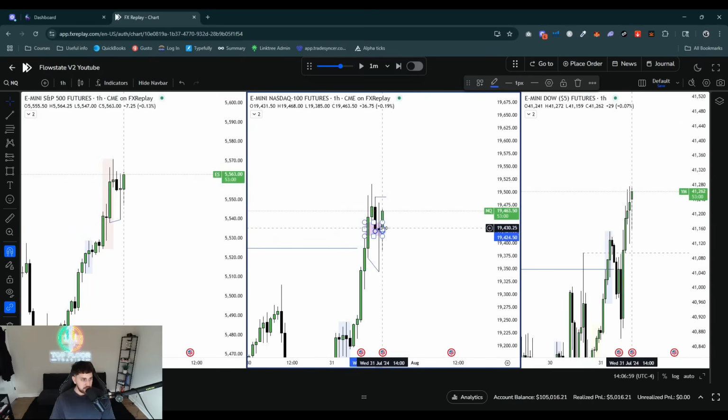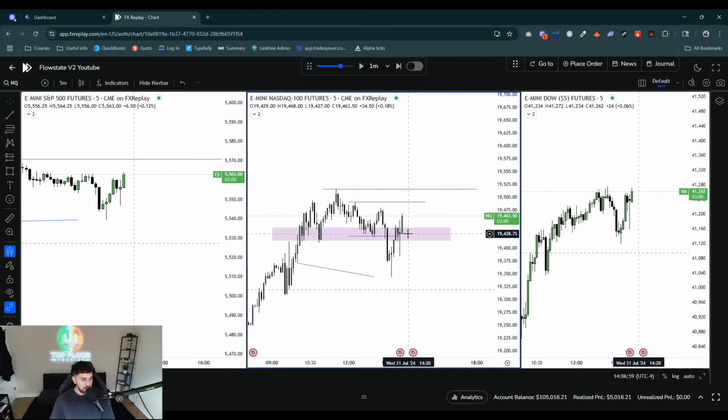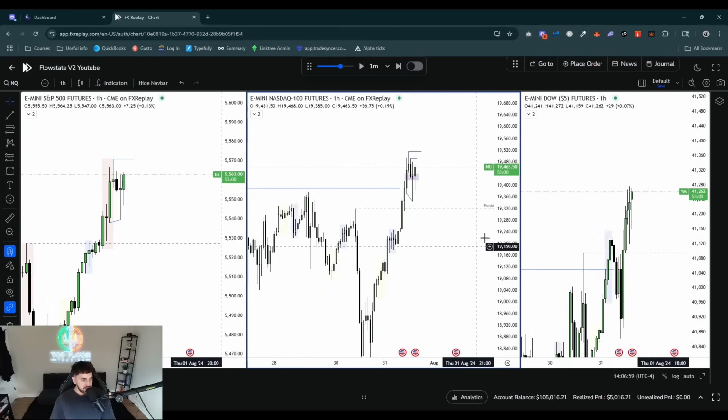I want to see. Okay, so we did respect the 1 hour. We did close within the range. And we do have this current high of day. Same thing on ES, current high of day right there. It looks like it wants to get taken. Let's go back to the 1 hour. I want to see something really quick.